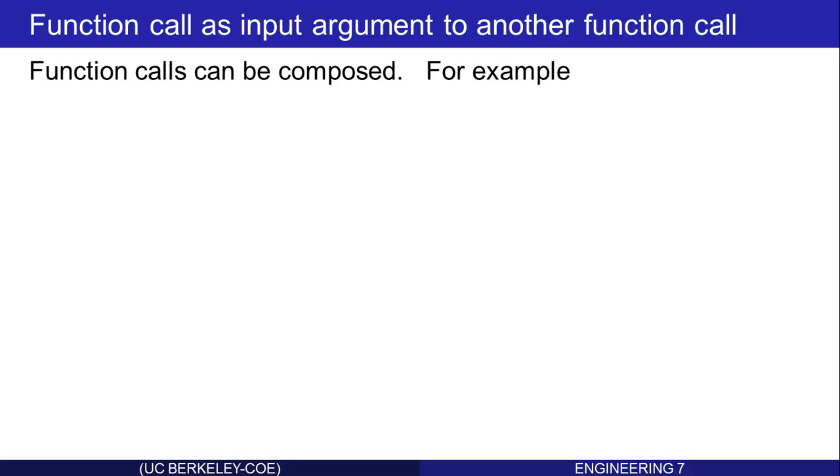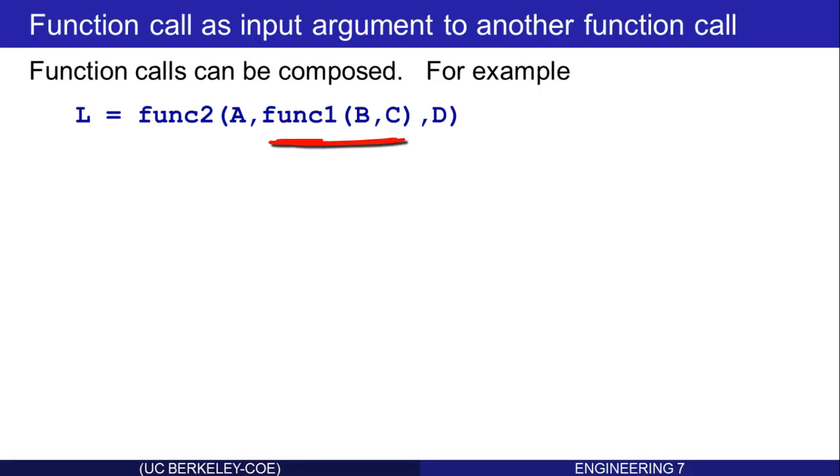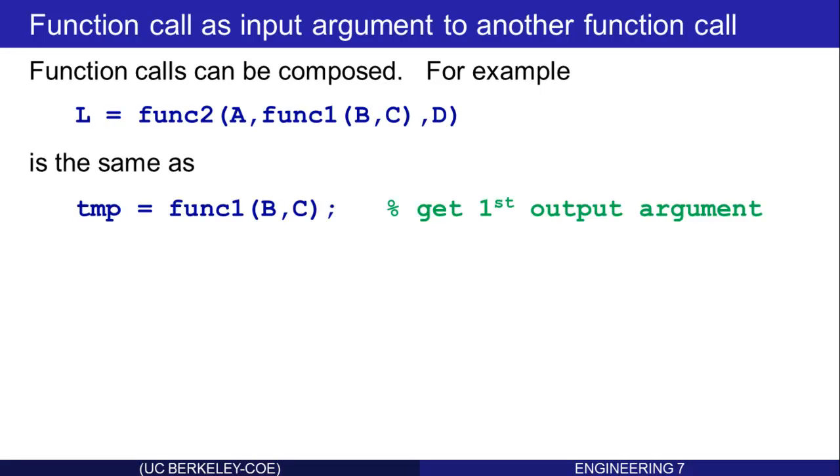What about the composition of function calls? So one function call as an input argument to another function call. Function calls can be composed. In this expression, a call to func1 becomes the second input argument in a call to func2. What is this equivalent to? First, call func1 with one output argument, regardless of how many output arguments func1 is defined with. Then, take that output argument and use that as a second argument to the call to func2.